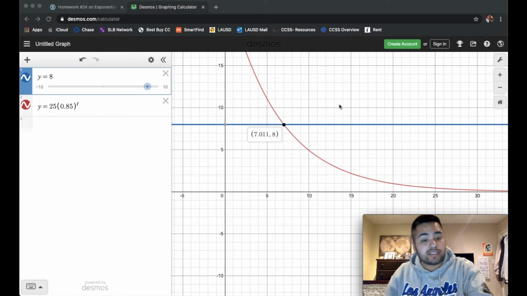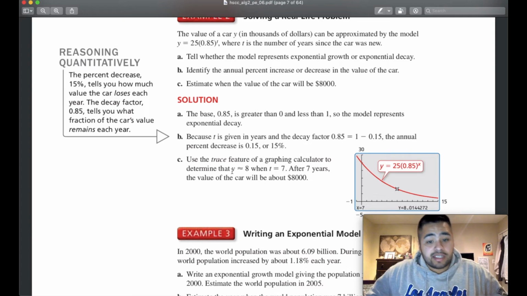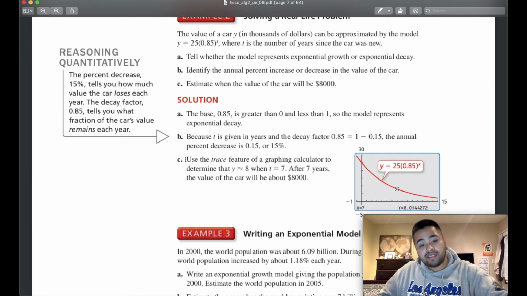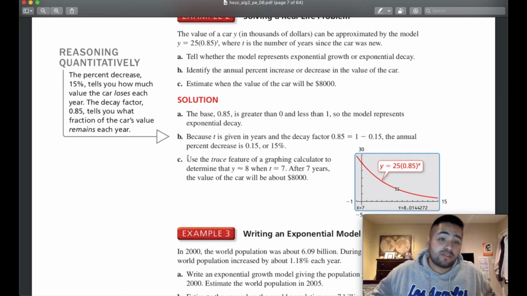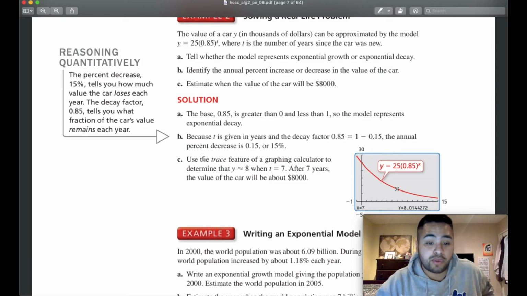So let's go back to our example, and we see here that when y is equal to 8,000, it takes roughly about 7 years. Now, the reason why this solution says something different is because they assume that you actually have a graphing calculator, like an actual handheld device, right? And what they want you to do is use the trace feature. But the way I modeled it to you, with points of intersection, all you got to do is plug in that y is equal to 8, and then you will find about how many years it takes.